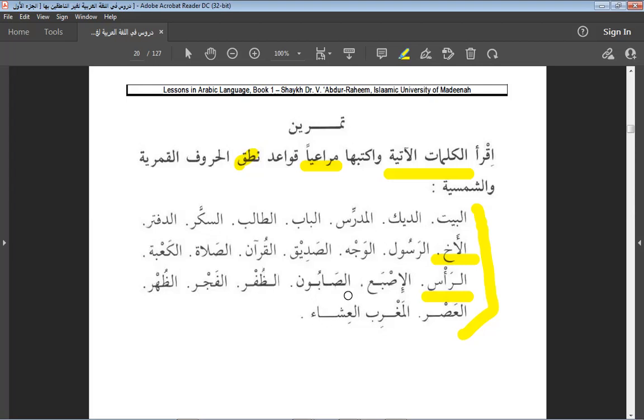الصابون is soap. Az-zufr also comes with the meaning of finger, but I think it's mostly used for animals instead. But it also comes with the meaning of the finger, I mean, nails, not the finger as a whole, but the nail.